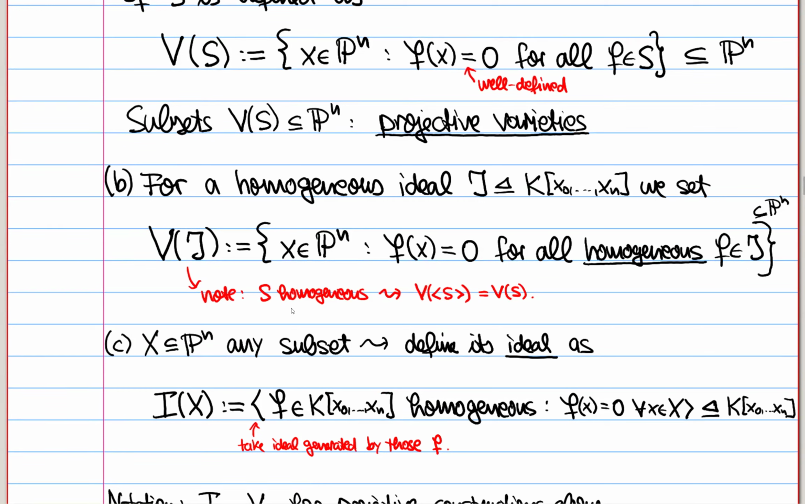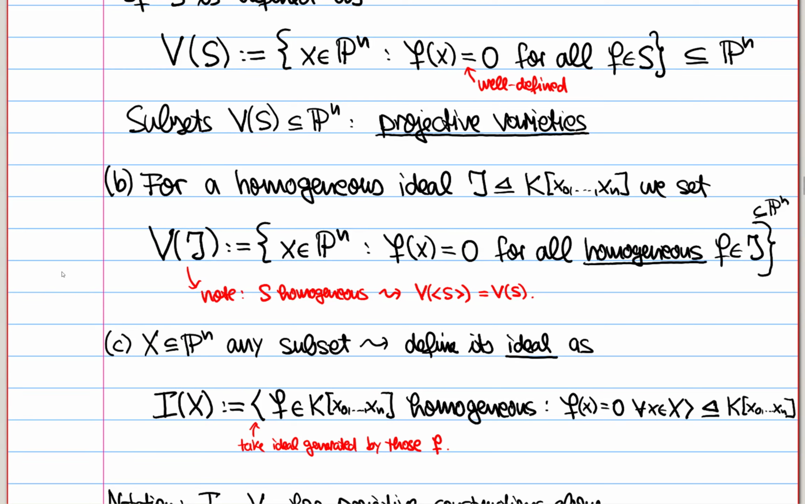And so if S is a set of homogeneous polynomials, then it quickly follows that the vanishing locus of the homogeneous ideal generated by S is equal to the vanishing locus of S in the sense above. You can check the two inclusions very easily. And so this is a second way to define a projective variety.